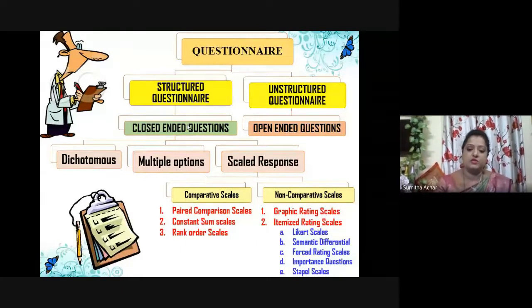Then we have scaled responses. Under the scaled responses, you can have comparative scales and non-comparative scales. I'm sure by now you have taken a screenshot of the same, right? Under comparative scales, you are trying to compare one option over the other. For example, ranking. You tend to use a ranking scale, isn't it? Among the four items, if you give a rank in the order of 1 to 4, you are comparing one option with another option. So it's a comparative scale.